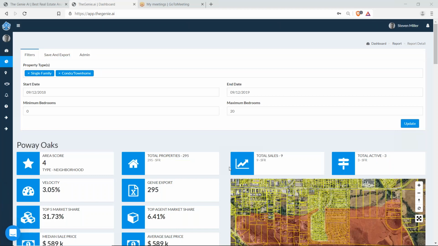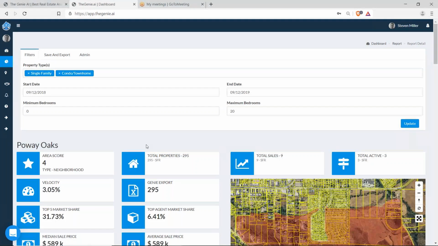Today we're going to go over how to read our stock pick view of the farms. This is the section of the Genie that actually breaks down the different areas that you're looking at. And this is where you will spend most of the time when you're sitting down with an agent looking at the areas.